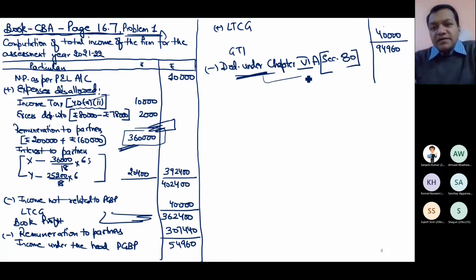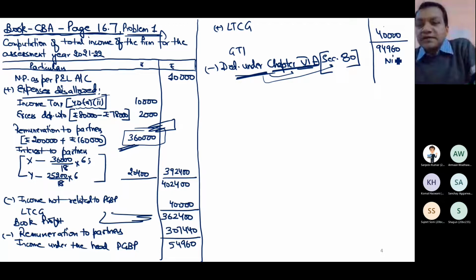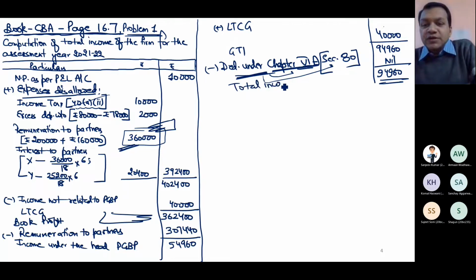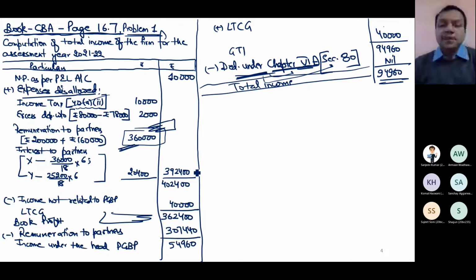So write either deduction under chapter 6A or under section 80 if you want to write. So how much is chapter 6A? Is it given? No. A firm has not invested in the eligible funds, so 94,960 is the total income. This is what I wanted to teach you today, that this is the total income of the firm.